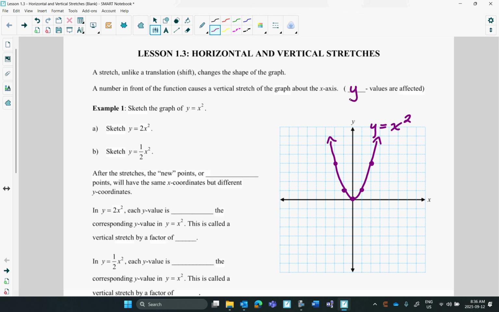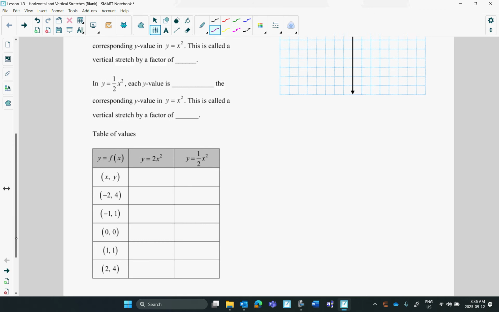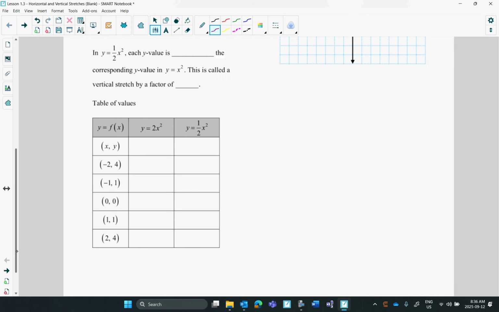Before I go into this, I'm going to go down here. So here are the points that I plotted, remember this was y equals x squared. So now I want to see what it looks like when I throw a number in front of the x squared. Either a big number, like 2 or 3 or 4 or 5, or a small number between 0 and 1, like a fraction. And we have seen what happened last year, but I just want to review it here. So I'll use a different color.